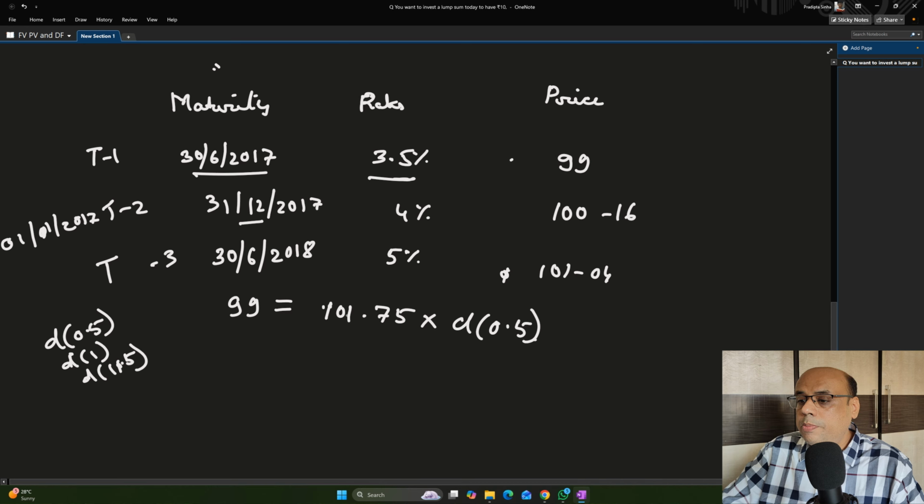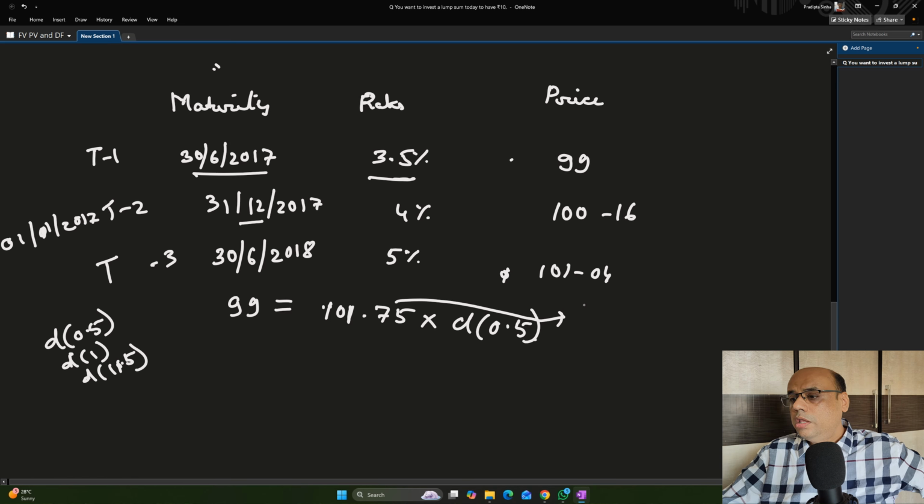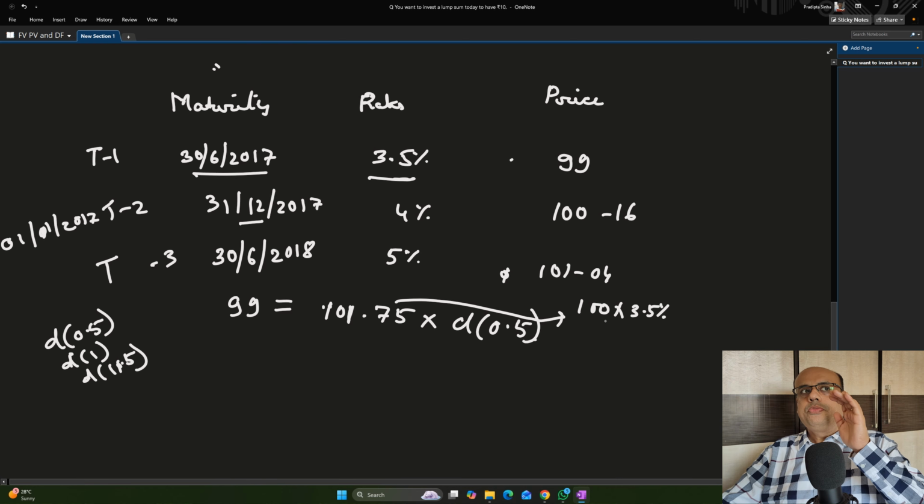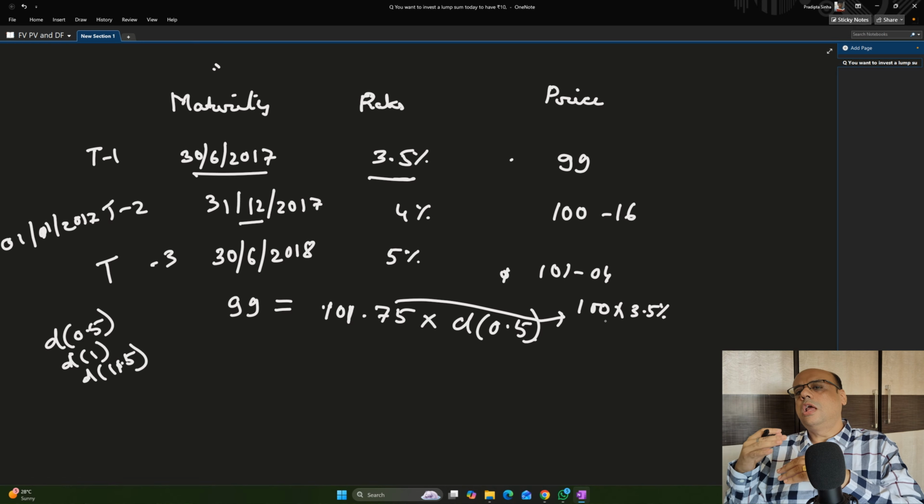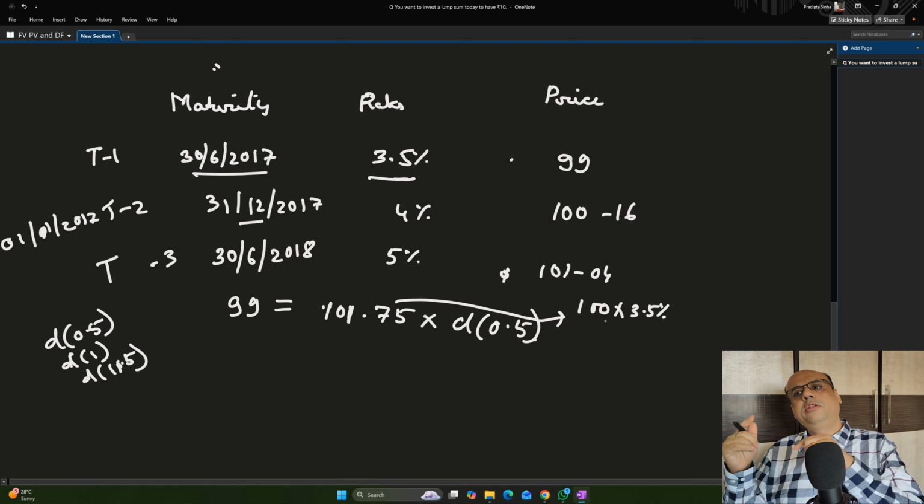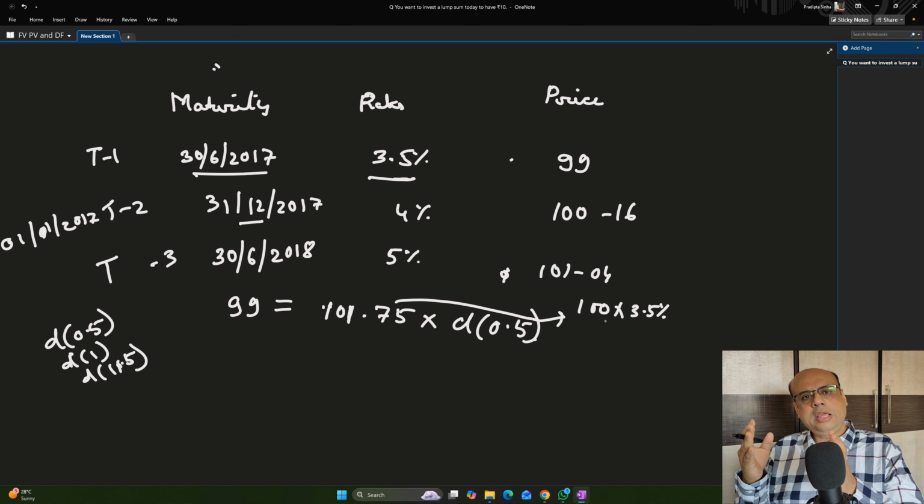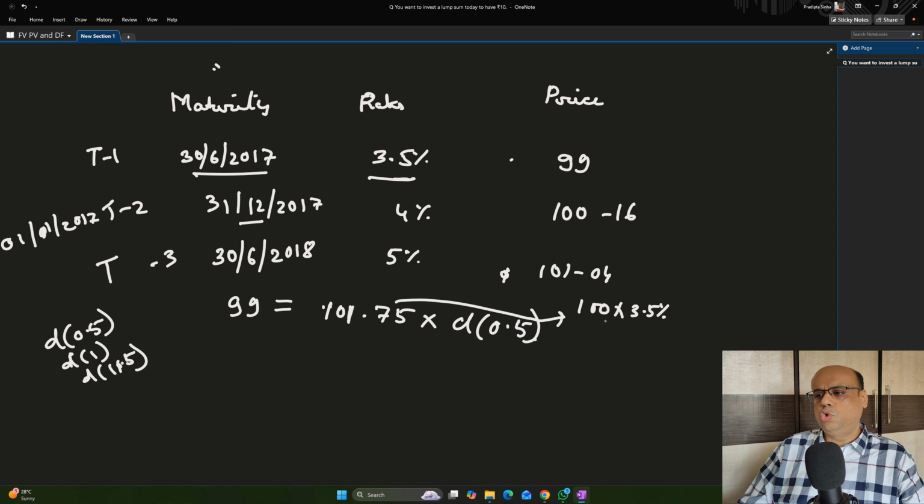Now this 101.75 where we are getting, I think since you guys may have done some practice, you would have known that 100 into 3.5%. See, when bonds make payments every 6 months, then every 6 months it only pays the interest, and when it matures it pays the principal also. But in this case the bond is paying interest every 6 months, and the maturity is also in 6 months, so the entire amount will be paid on 30th June 2007.